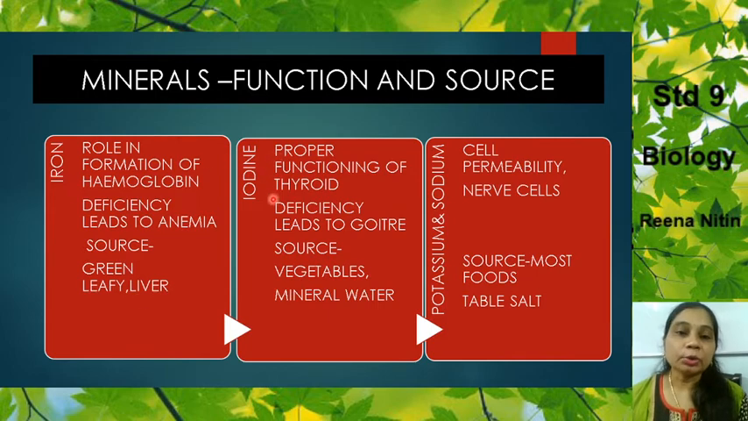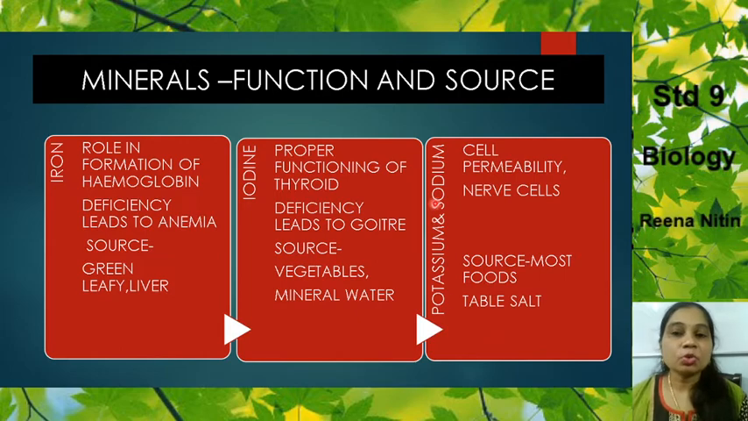Now, what about iodine? It is very essential for the proper functioning of the thyroid gland, which is an endocrine gland. Its deficiency leads to goiter, the enlargement of the thyroid gland, which we studied last year. The sources are vegetables and mineral water.